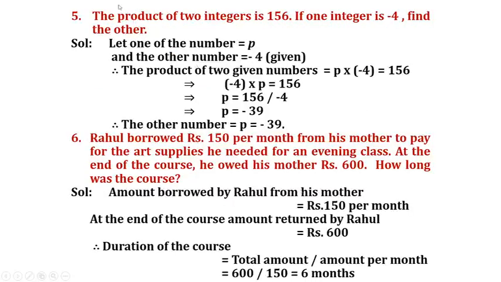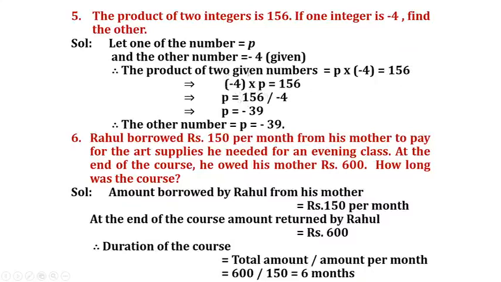Next, going to the fifth one. The product of two integers is 156. If one integer is minus 4, find the other. Whatever the integer we don't know, we assume it as an unknown number p. Let one of the numbers be p, and the other number, minus 4, is given. The product of the two numbers, p into minus 4, is given as 156. So minus 4 into p is equal to 156. Now you can find out the other integer p here.